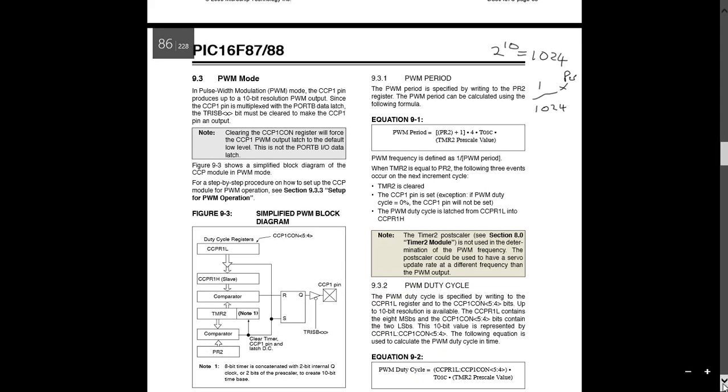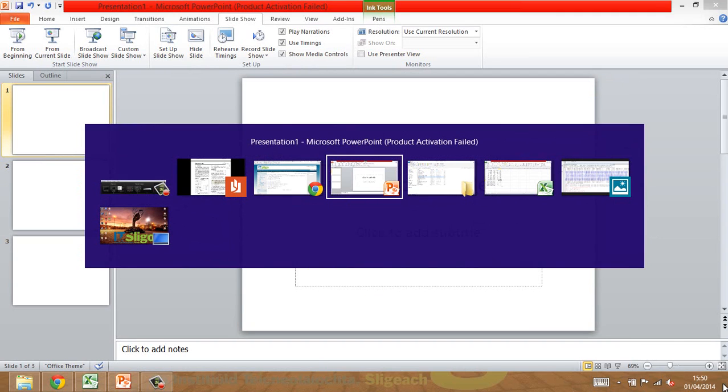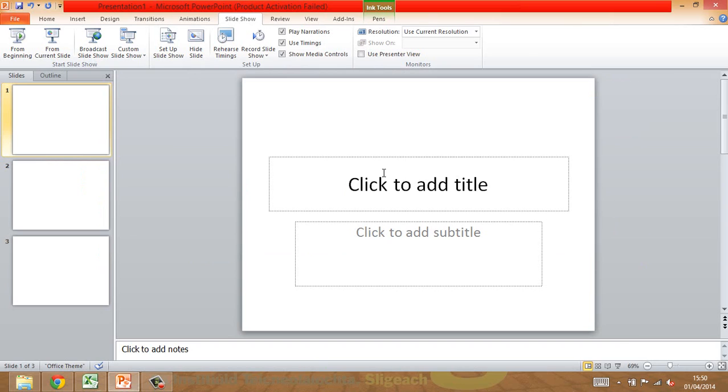So I'll just get both of them up there at the moment. So the PWM period we can see there is equal to (PR2 + 1) multiplied by 4, multiplied by T oscillator, multiplied by the TMR2 prescale value. Okay. So what I'm going to do is pop over here to a little PowerPoint presentation where I can write this up for you and we can talk about how we're going to set this.